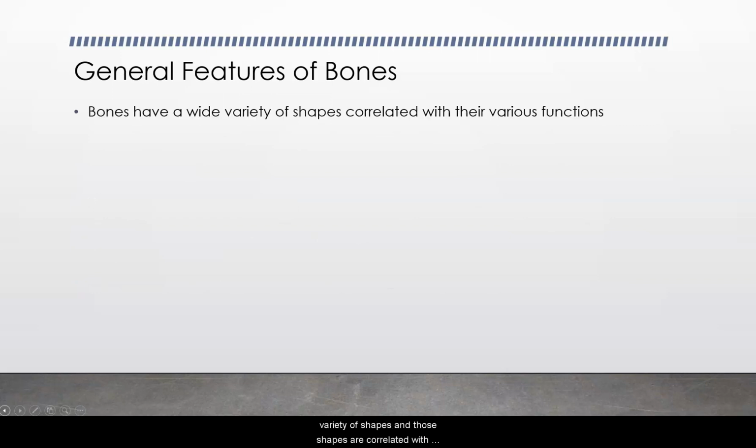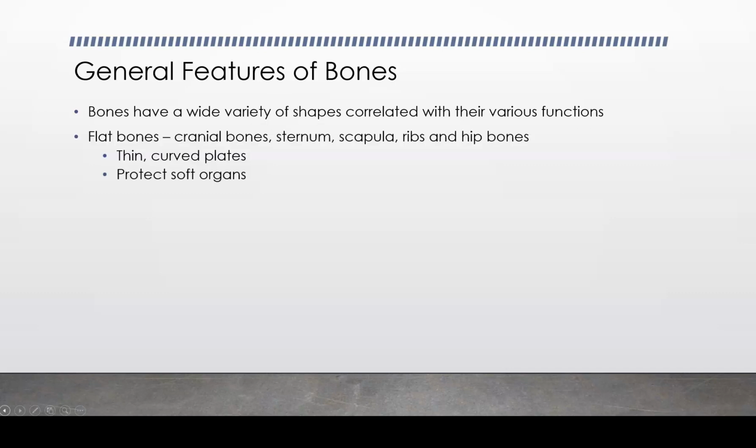Bones have a wide variety of shapes, and those shapes are correlated with their functions. As we said from the very beginning, form and function are intimately tied. You have flat bones like the cranial bones, the sternum, the scapula, the ribs, and the hip bones. They are thin, curved plates, and they have the function of protecting soft organs.